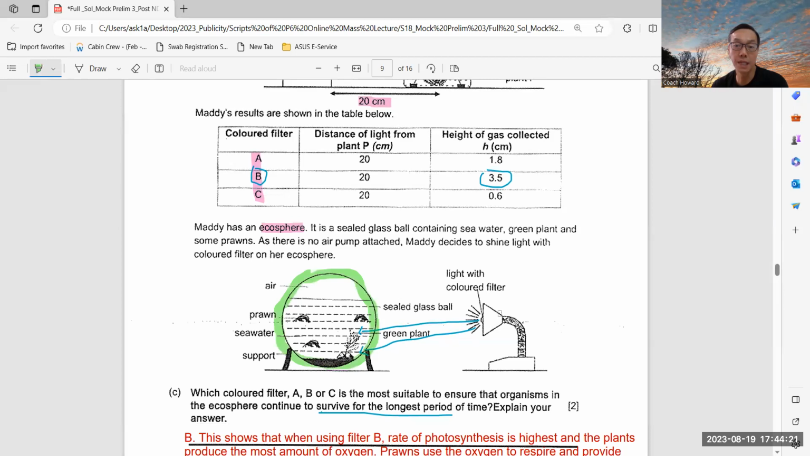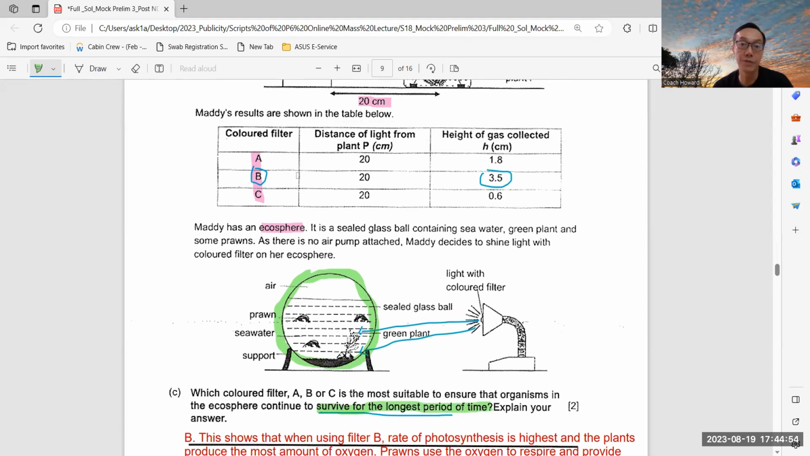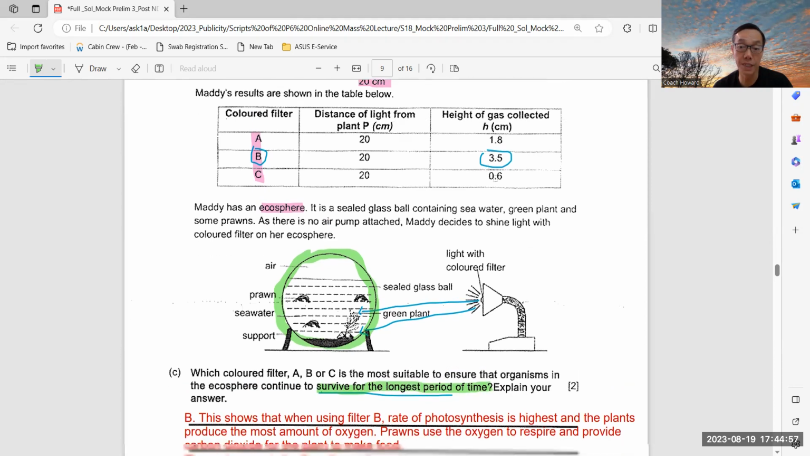So again, you annotate this light source with a color filter. So which color filter, A, B, or C, is the most suitable to ensure the organism in the ecosphere continue to survive for the longest period of time? So that means you must provide an environment where the prawn can receive oxygen. At the same time, the green plants can receive carbon dioxide. So they mutually support one another. So you should select the color filter B because the amount of oxygen produced is the greatest.